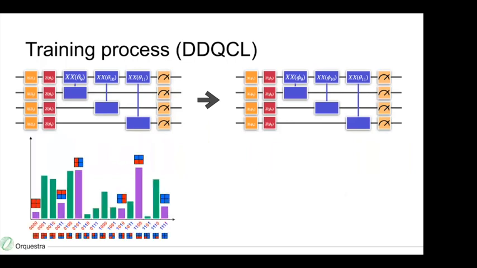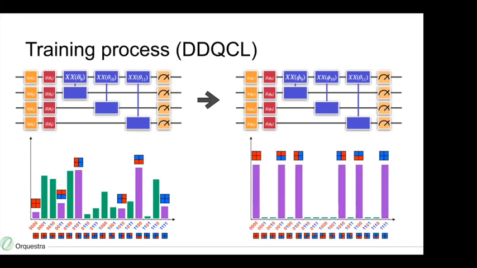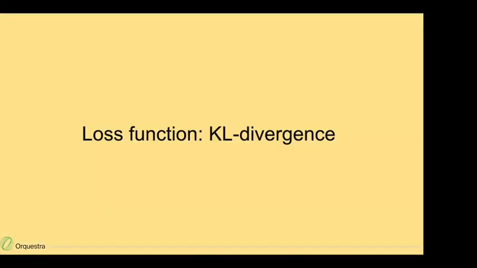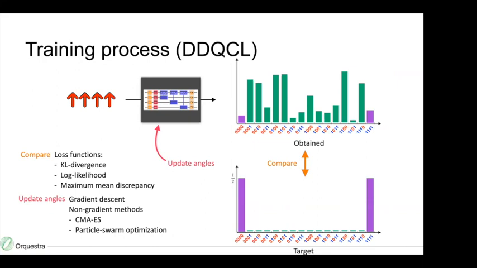As I said, in the training process, you start with some angles, and those angles give you something that obviously is not bars and stripes, with high probability. And you end up with bars and stripes. So I'm going to tell you several things. The first one is how to compare, which is the loss function. Remember this picture where the yellow arrow on the right says, compare the distribution that you got with the distribution that you wanted to get. How do you compare it? There are many ways to do it: KL divergence, log likelihood, maximum mean discrepancy, you name it.